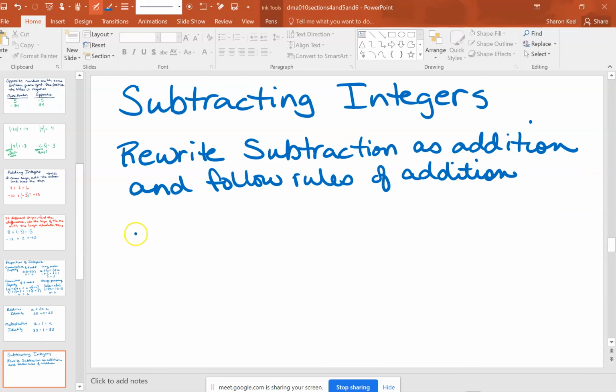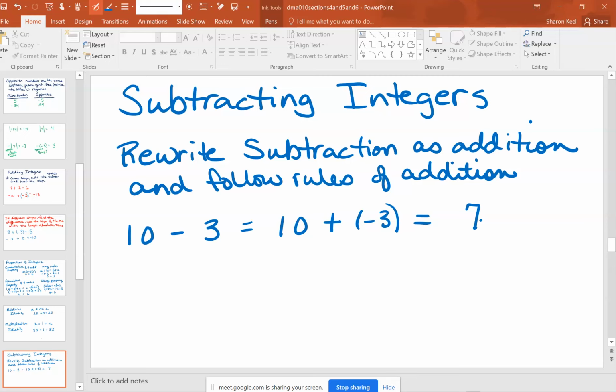So if we were to have, let's say, 10 minus 3, if I rewrote it as addition, it would be 10 plus the opposite of 3, which would be negative 3. We find the difference in the two numbers, it's a 7. This is the bigger absolute value, so it's a positive 7. And this is how we're used to subtracting anyway, just 10 minus 3.